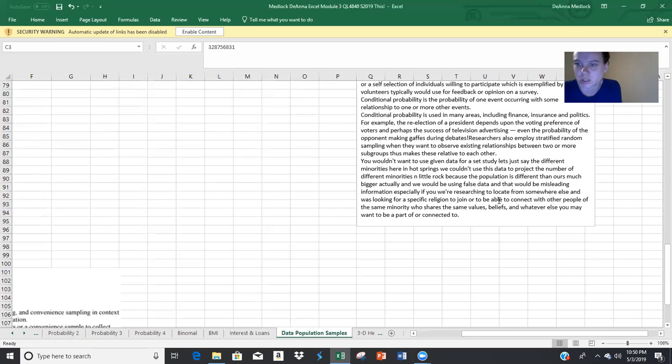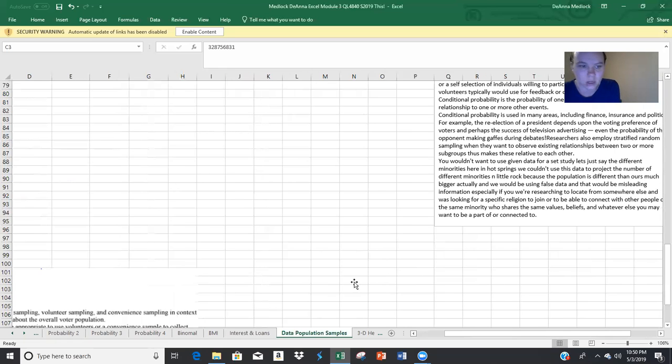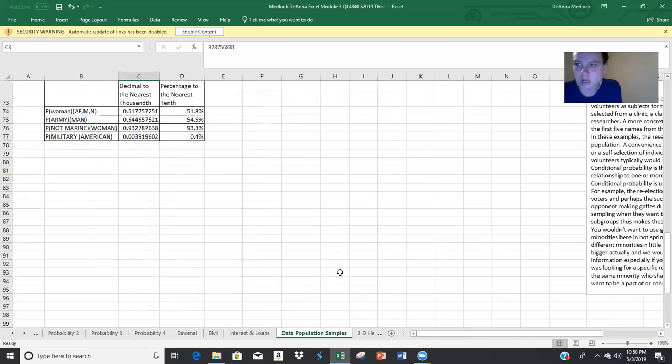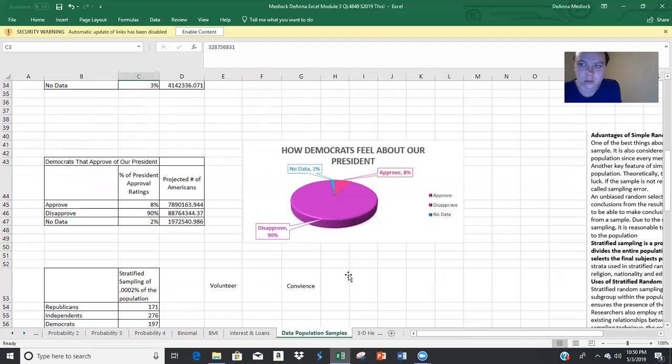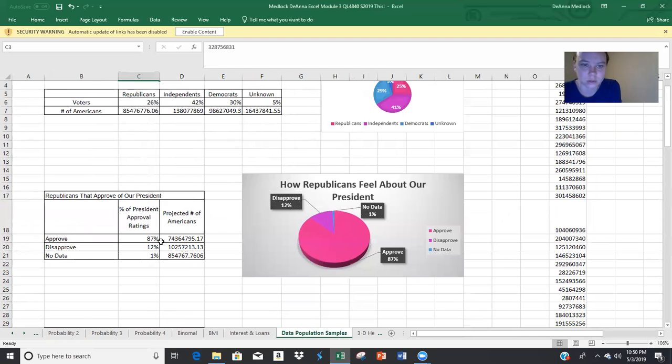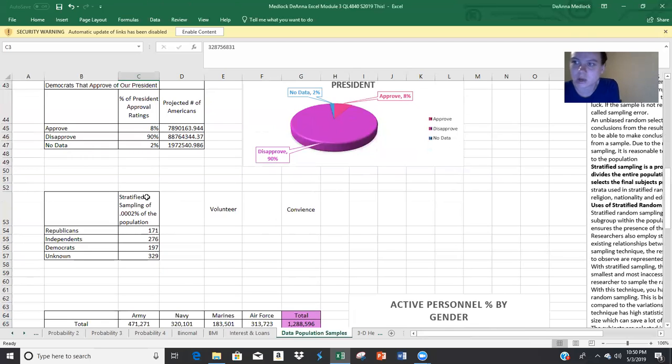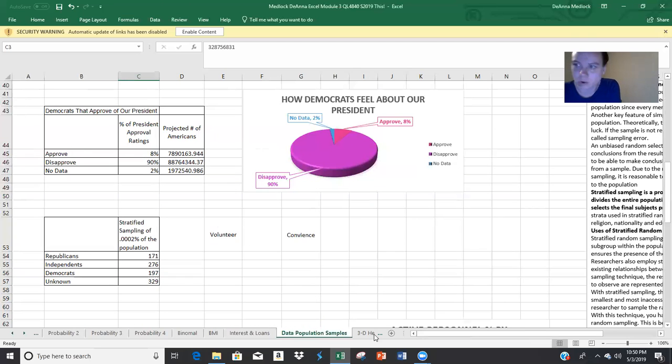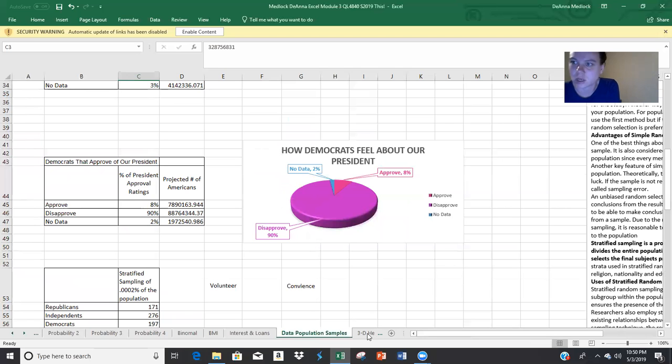especially if we were researching to relocate from somewhere else and were looking for a specific religion to join or to be able to connect with other people of the same minority who share the same values, beliefs, and whatever else you may want to be a part of or connected to. So this is why relying on realistic and truthful data is very important. And this was very important to understand when you're watching the presidential elections.